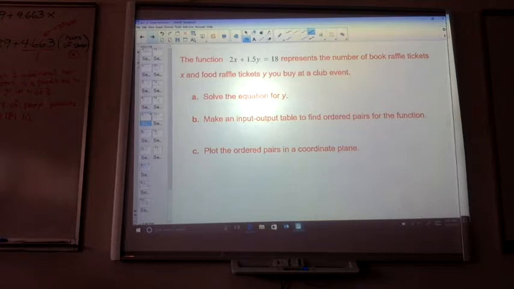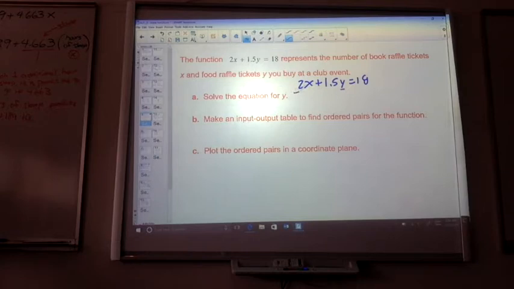All right, the function 2x plus 1.5y equals 18 represents the number of book raffle tickets x and the food raffle tickets y you buy at a club event. Okay, so you have raffle tickets, 2 different types. There's book ones and there's food ones. Solve the equation for y. If I had 2x plus 1.5y equals 18, what do I need to start doing to get y by itself? Subtract 1.5? Not yet. No. I want y by itself.